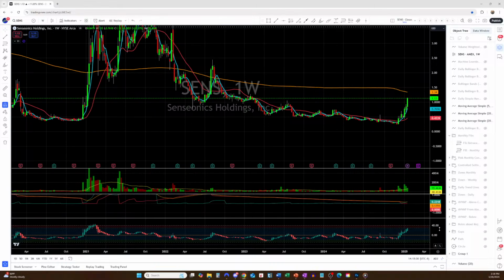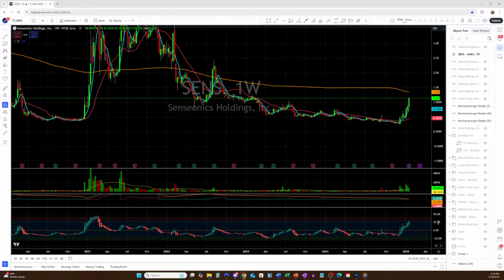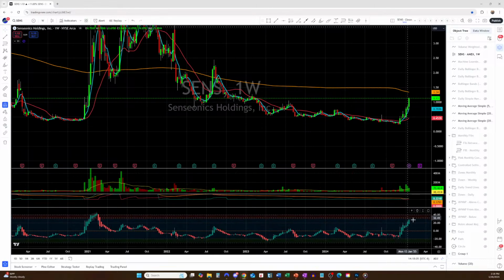As far as the RSI indicator, we are getting into this red zone of overbought area. So that's something to keep in mind. So we're a bit overbought. We're approaching this red zone, which last time was in 2021, the run right here.